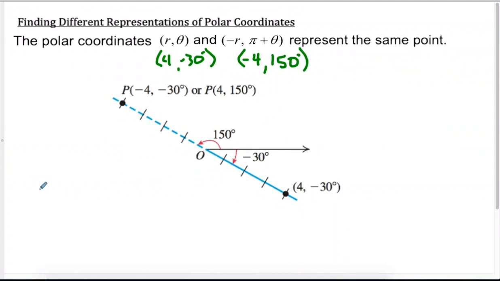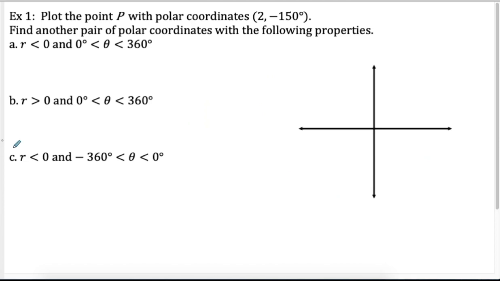So let's go through a full example of something like this. Let's say we want to start with the point (2, -150 degrees). So let's plot that point. We're going at a distance of 2 and rotating negative 150 degrees. That would end up a little bit more like right here.